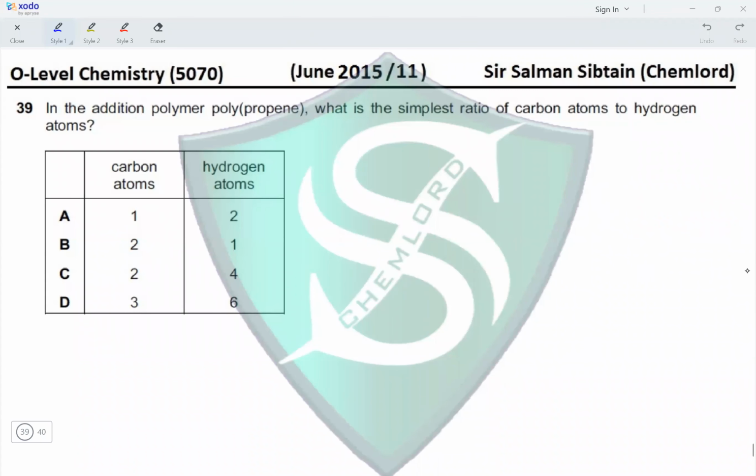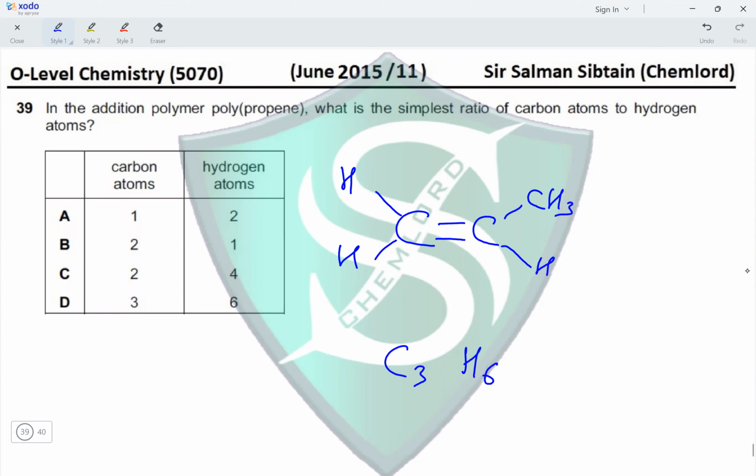Question 39. In the addition polymer polypropene, what is the simplest ratio of carbon atoms to hydrogen atoms? Propene is C double bond C with a CH3 group, a hydrogen here, and a hydrogen here. So what is the simplest ratio? That would be C3 and H6. So the simplest ratio would be CH2, one carbon atom and two hydrogen atoms. That is there in option A, making A the correct option for this question.